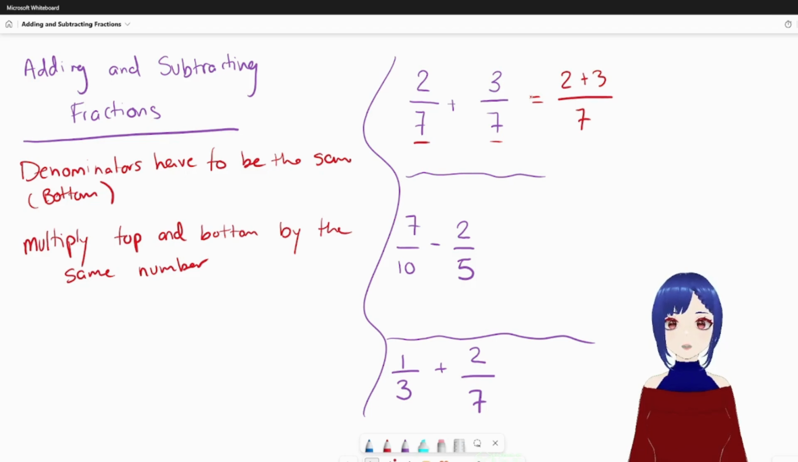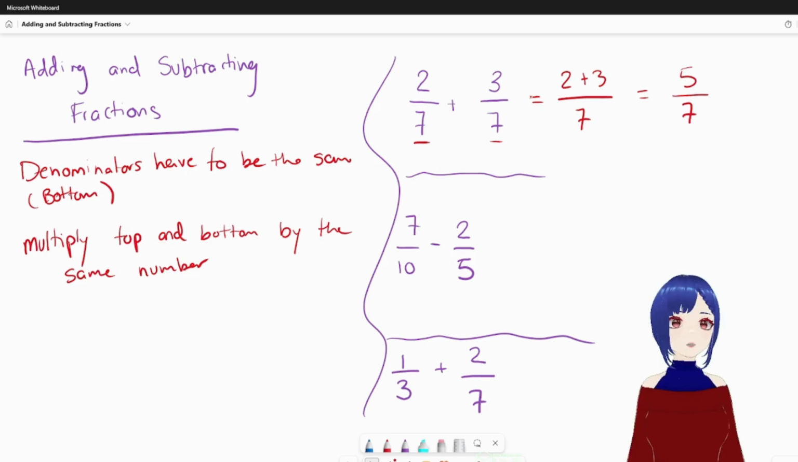You're just doing 2 plus 3 and you put it over 7. 2 plus 3 is 5. So that's all you do if you add and subtract fractions. It really only gets a little trickier when the fractions aren't the same. But making them the same is not as hard as it seems like it would be either.